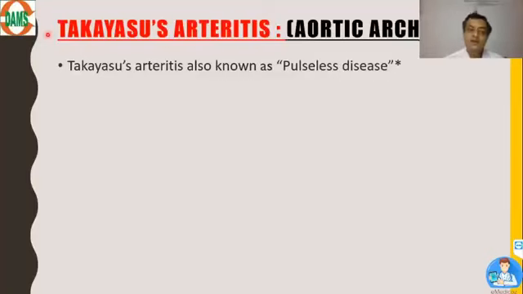Right. So Takayasu's arteritis. Aortic arch syndrome. Takayasu's disease is now called aortic arch syndrome. Takayasu's arteritis is also known as the pulseless disease. This is the old name, the pulseless disease.